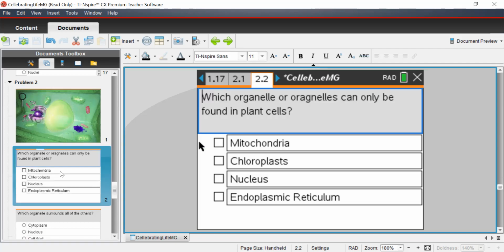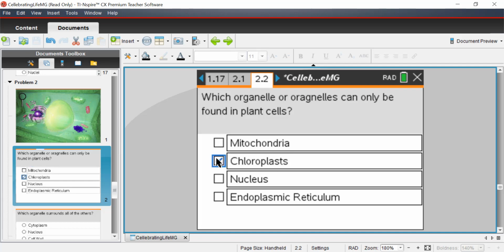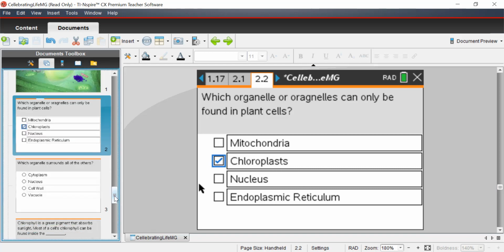All right, I think that's it for plant cells. Page 2. Which organelle or organelles can only be found in plant cells? Well, there might be more than one answer. Let's see. So mitochondria, we saw that in both. Chloroplasts are definitely only in plant cells. Nucleus, we saw nucleus in both plant and animal cells, and we saw endoplasmic reticulum. So the answer is chloroplast here.